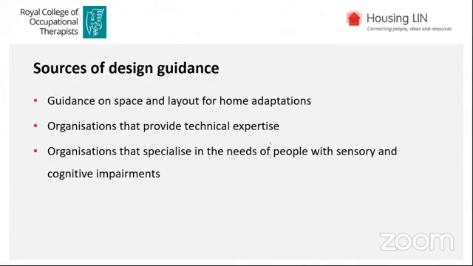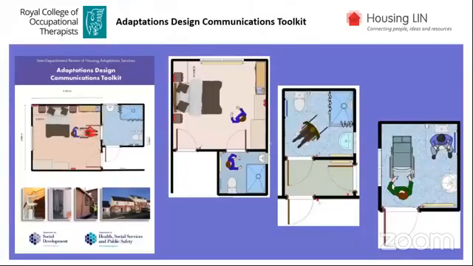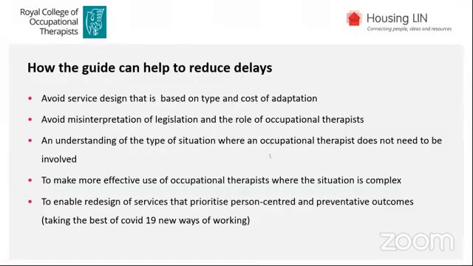In terms of guidance, we've got signposting to guidance that talks about layout and space of adaptations, which organisation provides technical expertise. There's some signposting to organisations that provide specialist design guidance for those with sensory and cognitive impairments. I think there's a real gap at the moment in terms of people with challenging behaviour. I would recommend anybody who's thinking about doing things differently to have a look at the Northern Ireland Adaptation Design Communication Toolkit. It's a really useful resource, and it shows you what can be done when we come together from housing and occupational therapy and look at working differently. So I'd strongly recommend you having a look at that document.